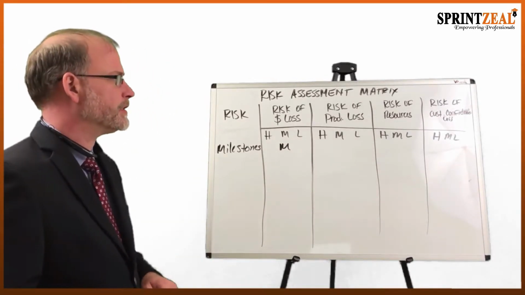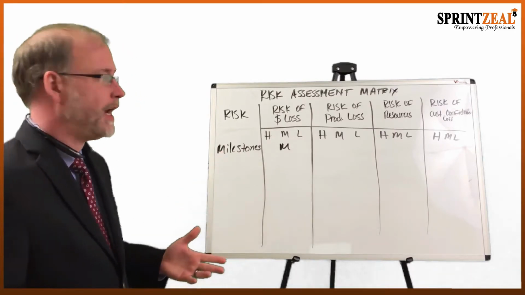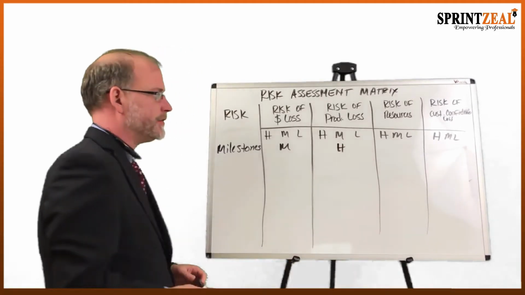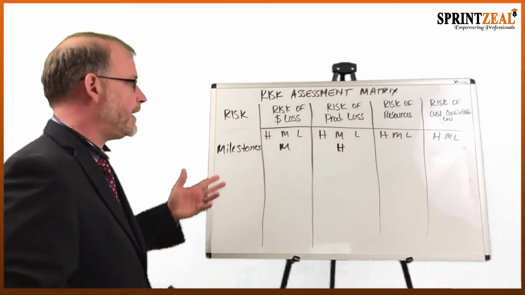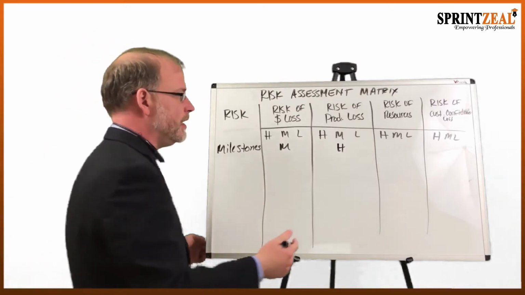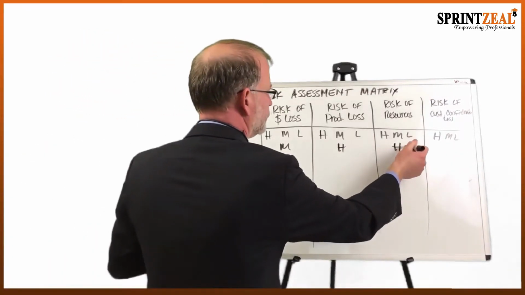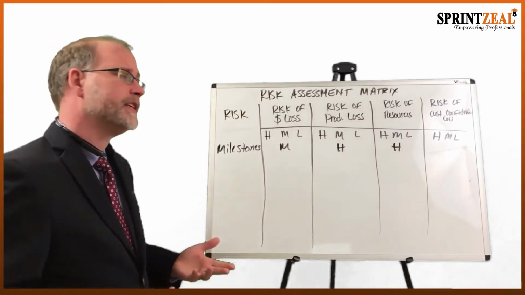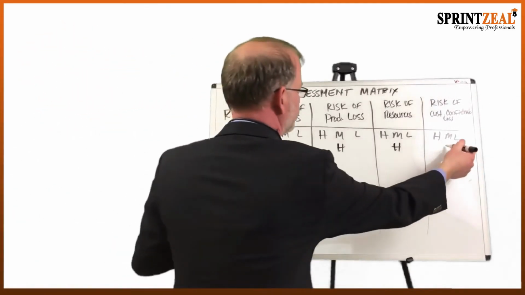Now, in terms of a risk of productivity loss, that could be high because we might not be necessarily meeting our milestone objectives. We might not be meeting our milestone objectives because of a risk of resources. So that might also be high. And then the risk of customer confidence, we could say that could be low at the beginning.